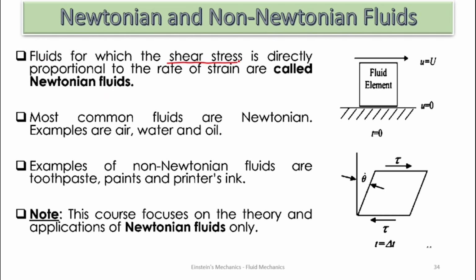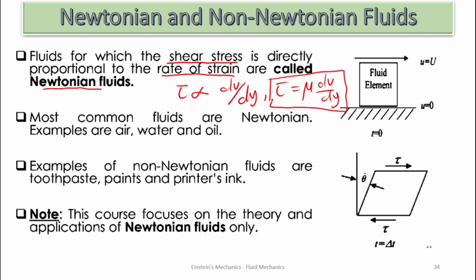Fluids for which the shear stress is directly proportional to the rate of strain are called Newtonian fluids. From this we get the formula: shear stress equals viscosity times dV over dy. Fluids that obey this equation are called Newtonian fluids. Not all fluids obey this, but those that do are called Newtonian fluids. Examples of Newtonian fluids include air, water, and somewhat oil.